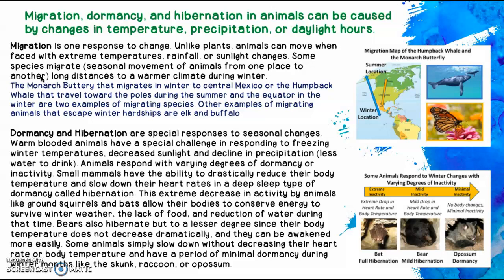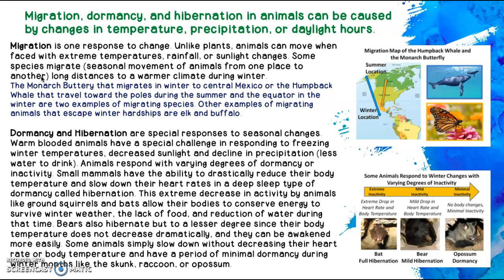Migration, dormancy, and hibernation in animals can be caused by changes in temperature, precipitation, or daylight hours. So as you see, there is a theme on how these factors can change things for plants and animals. Migration is one response to change. Unlike plants, animals can move when faced with extreme temperatures, rainfall, or sunlight changes. Some species migrate, which is seasonal movement of animals from one place to another. They migrate long distances to a warmer climate during winter.